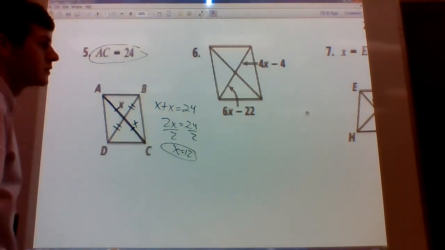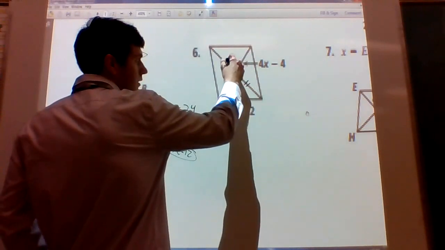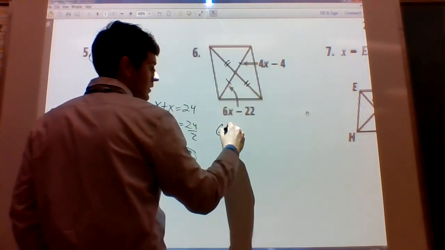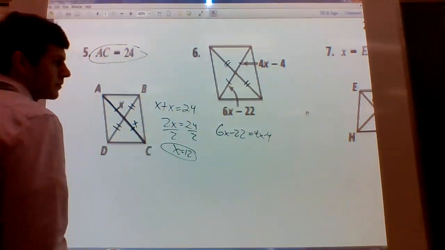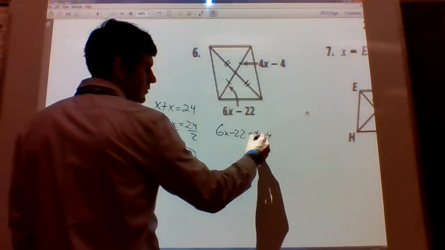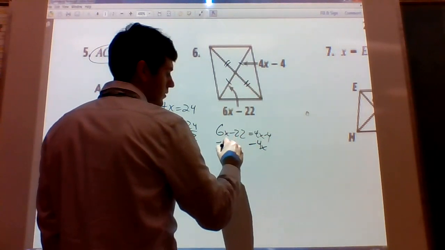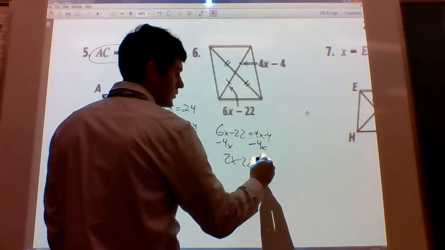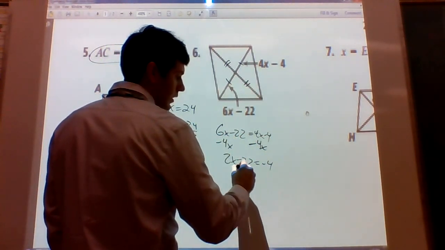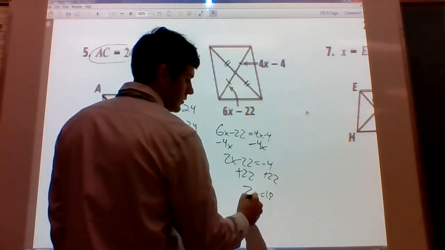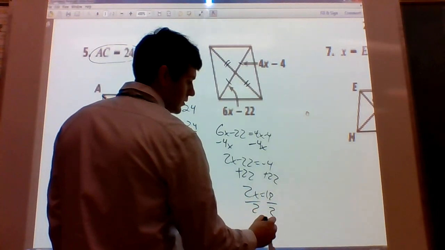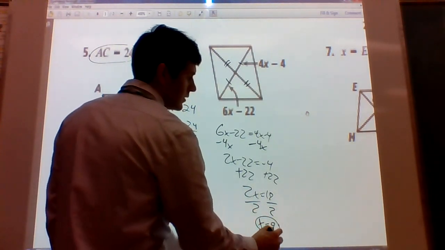Okay, 6. Again, diagonals bisect each other. 6x minus 22 equals 4x minus 4. Subtract 4x. 2x minus 22 equals negative 4. Add 22 to both sides. 2x is going to equal 18. Divide both sides by 2, x is going to equal 9.